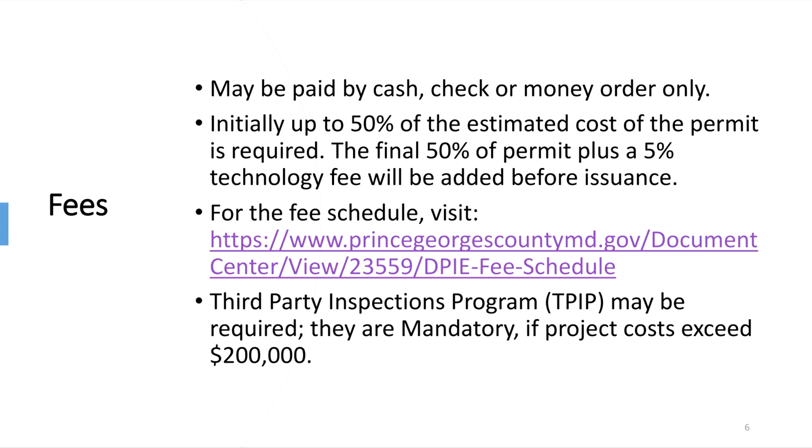Fees consist of an initial fee assessment of 50% of the estimated cost of the permit and the final 50% added on before issuance of permit, plus a 5% technology fee. For the fee schedule, please visit the following link. Third-party inspections, TPIP, are mandatory if over $200,000. However, TPIP may be required for some projects less than $200,000.